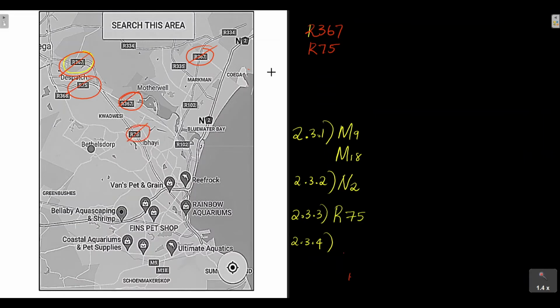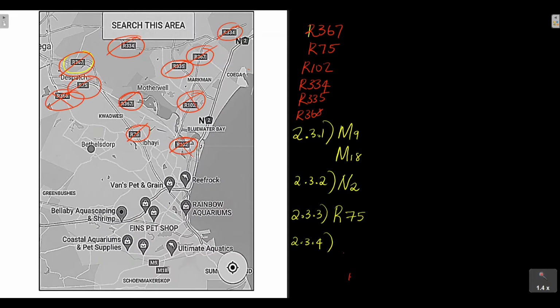Okay, then you've got R102. So we're gonna scratch out all the R102s that we see on the map. Then you've got R334. Then you're gonna scratch out all the R334s that we see on the map. Then you've got R335. Then you're gonna scratch out all the R335s that we see on the map. Then you've got R368, and then you're gonna scratch out all of those that we see on the map.